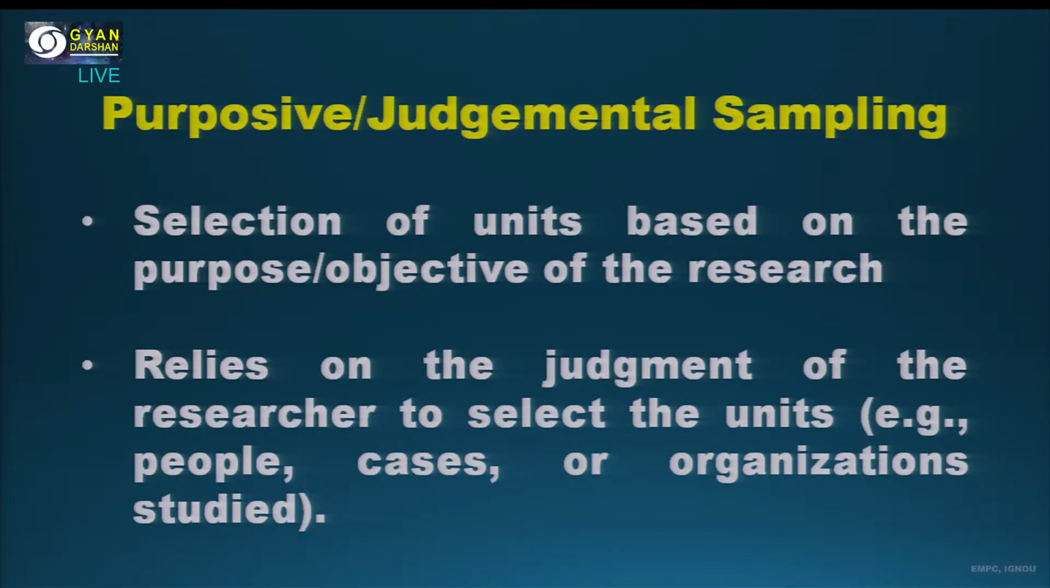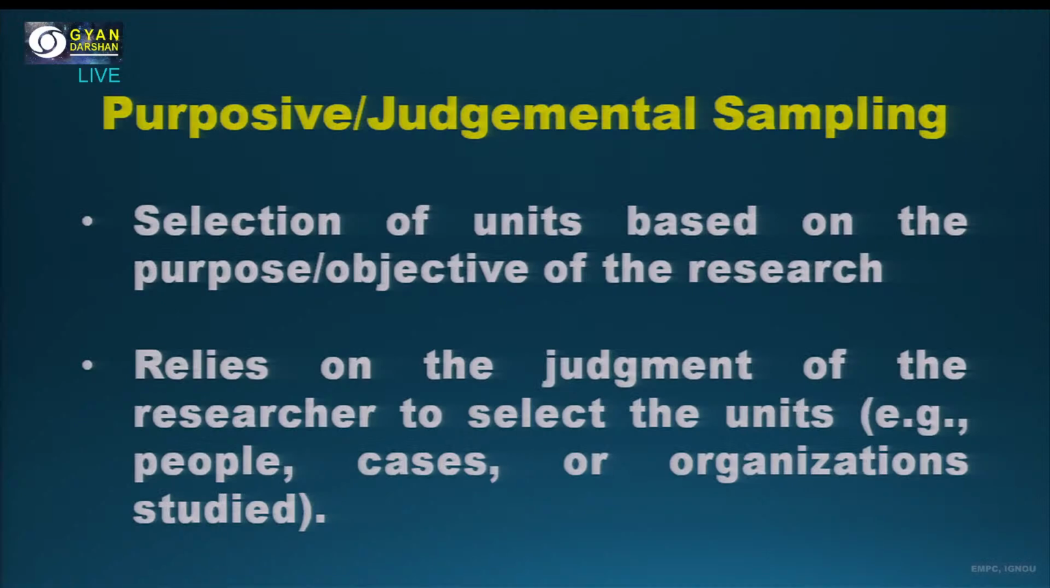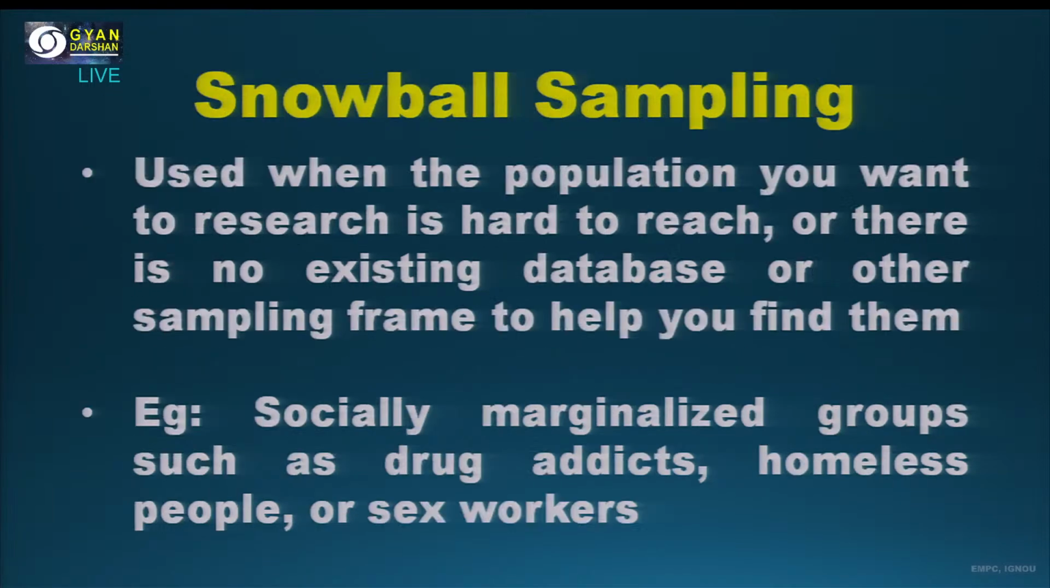The next is purposive or judgmental sampling. It is the selection of units based on the purpose and objectives of the research. You have some specific objectives for your research work, and depending on that you cannot go to the entire population. So you see your research objectives, the purpose, as the name indicates, purposive, and then select. It relies on the judgment of the researcher to select the units, like people, cases, organizations, any can be studied. If you are working on IGNOU, then absolutely no doubt you have to select that. That is your purpose, you have to study how IGNOU is working. So that is purposive or judgmental sampling.